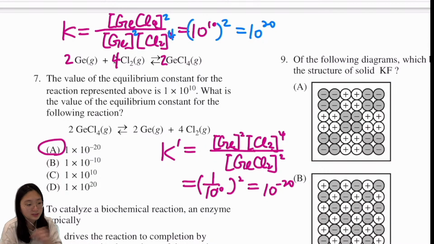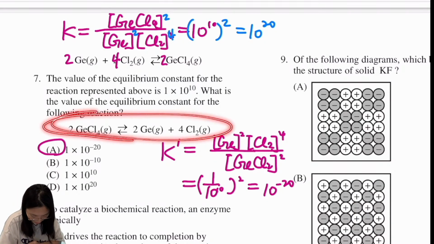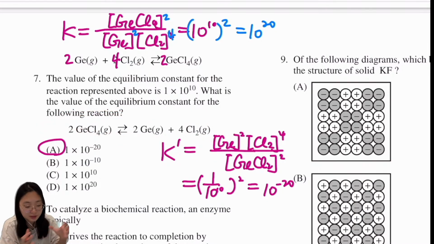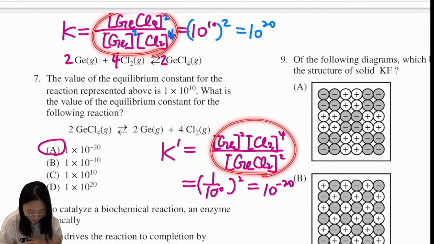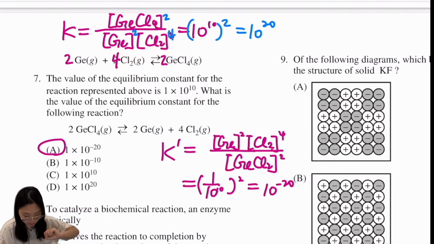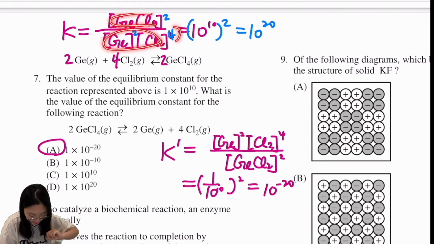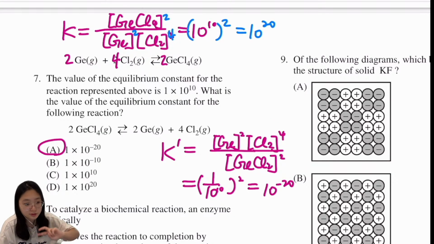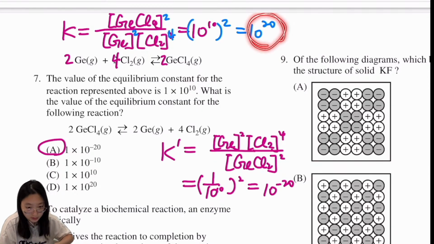And then now you're reversing the reaction. When you're reversing the reaction, the reactants become the products and the products become the reactants. So from here to here, you're actually flipping this fraction. Now the denominator and numerator are switched. So you're taking the reciprocal of 10 to the power of 20, which is 10 to the power of negative 20.